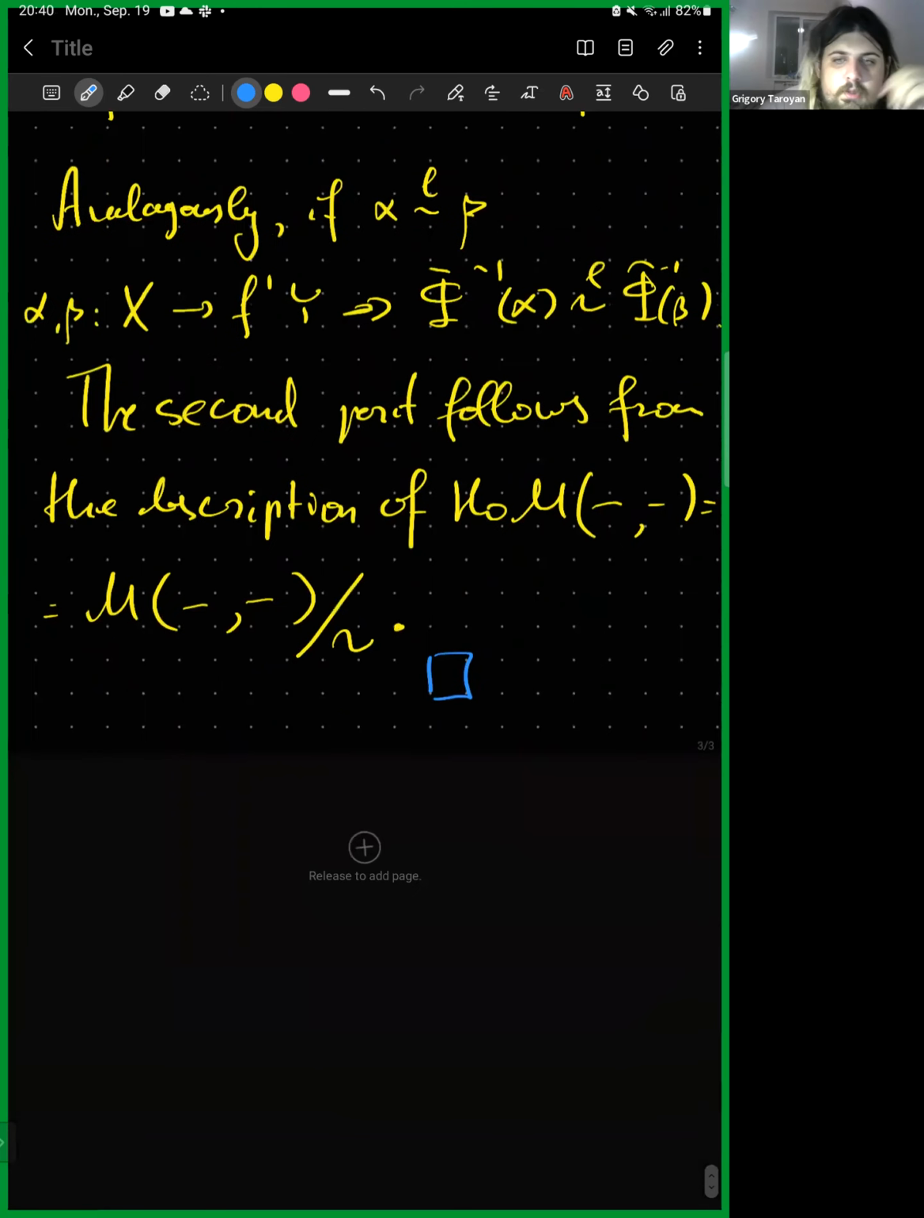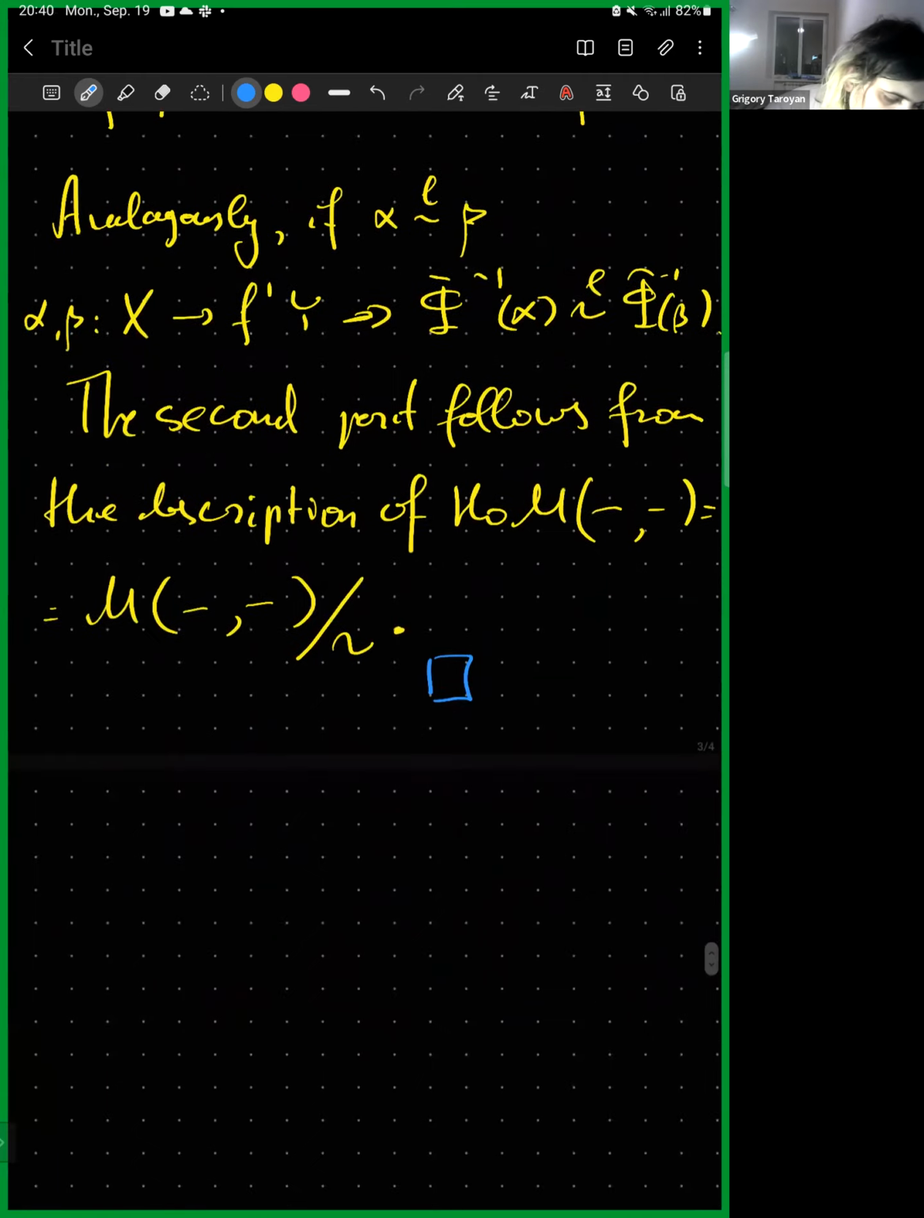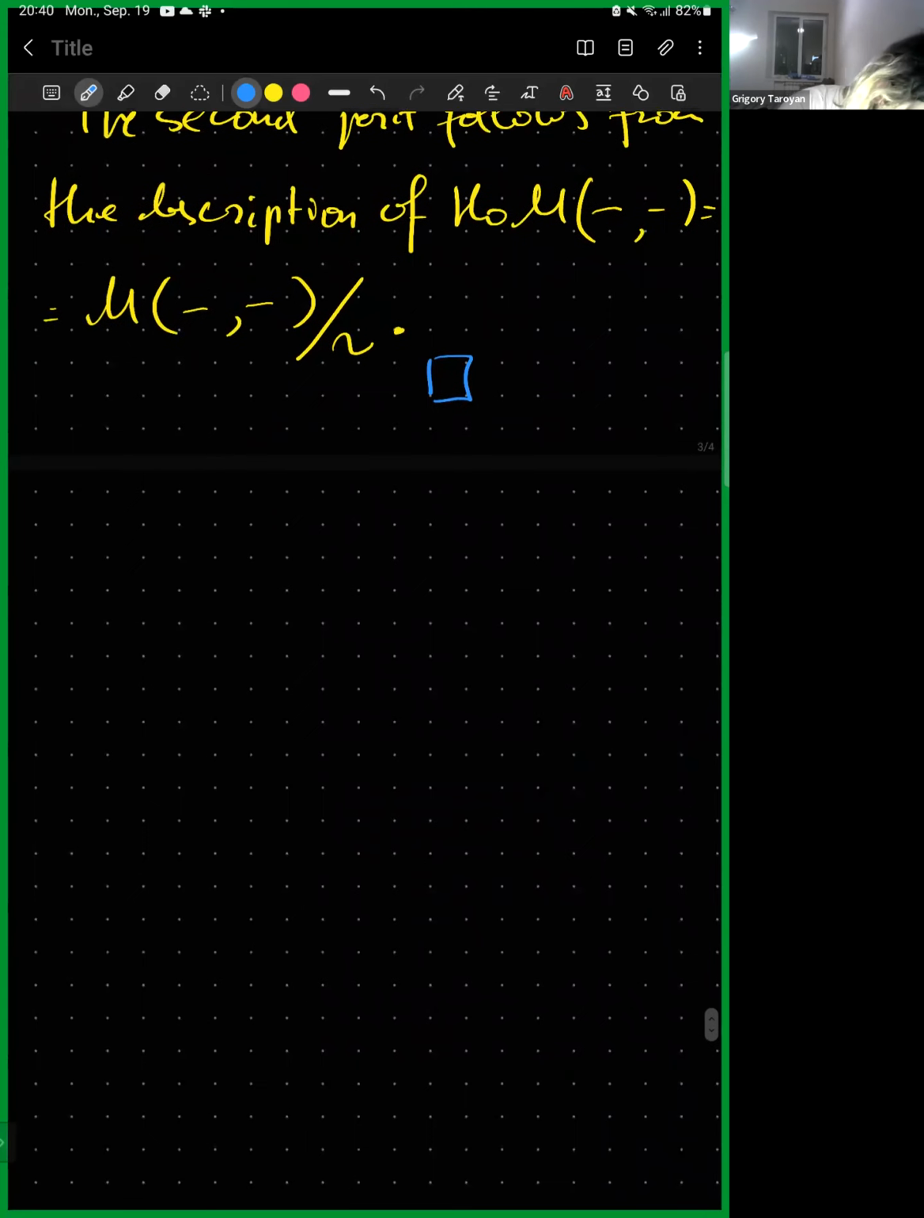Okay, so now let's move on to the second small part of this larger part dedicated to derived adjunctions. And let's discuss derived natural isomorphisms.